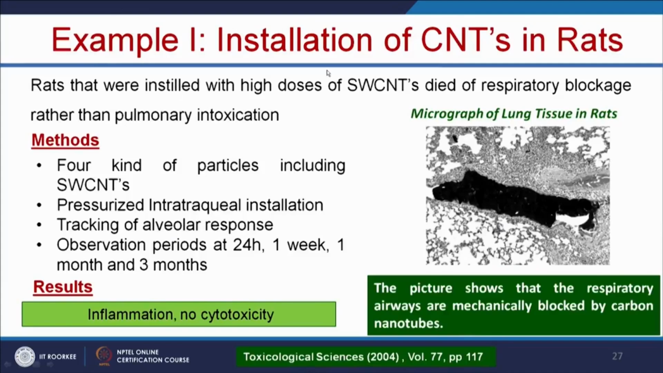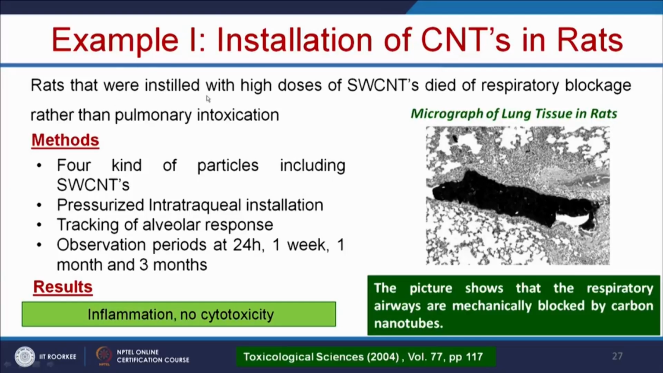So example one is instillation of CNT in rats. So here the rats that were instilled with high doses of single wall carbon nanotubes died due to respiratory blockage rather than pulmonary intoxication. Here they used 4 kinds of particles including single wall carbon nanotubes. By pressurized intrathecal instillation, the CNT was given to these rats, and it was observed at 24 hours, 1 week, 1 month and 3 months, and the results are that there is inflammation but no cytotoxicity, and this picture is showing that the respiratory airways are mechanically blocked by carbon nanotubes, due to which the rat died.